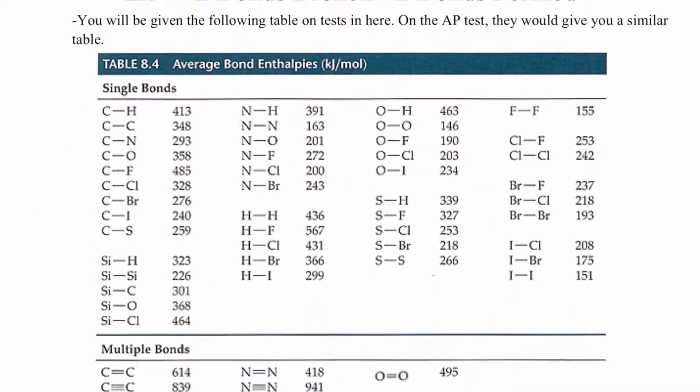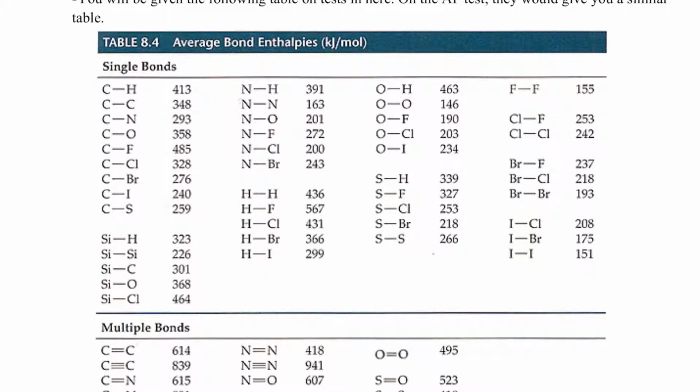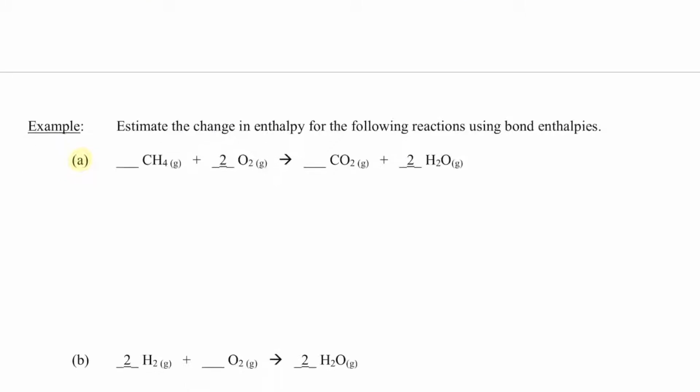So how this works is you're typically given a table of bond energies or bond enthalpies, which means the heat required to break these bonds. So for example, a carbon-hydrogen bond takes 413 kilojoules per mole. Okay, so I want to do some practice problems to see how this works. If you're not given the Lewis structure, it's really important that you have the Lewis structure. That way you can see how many bonds you will be breaking.